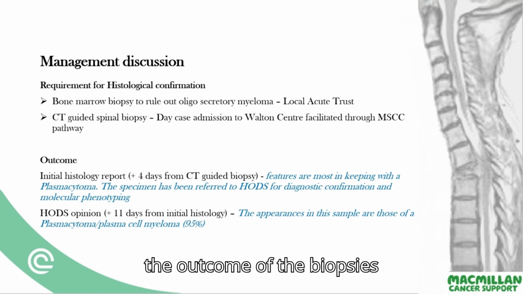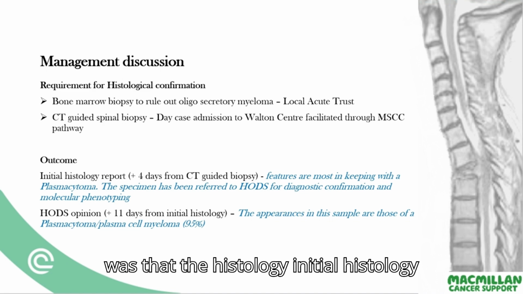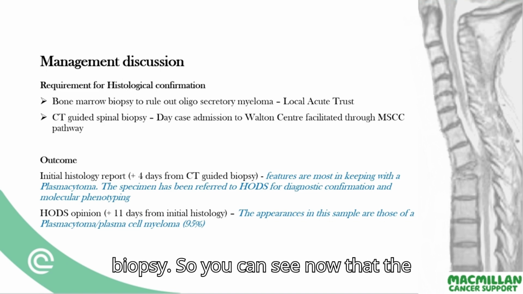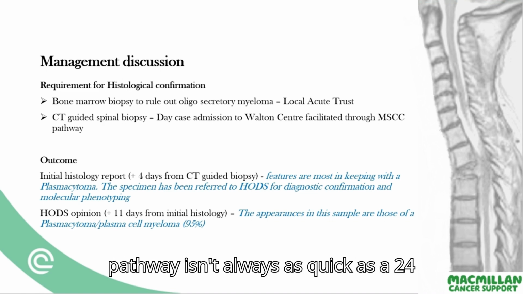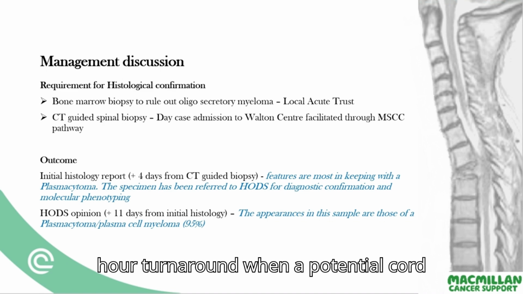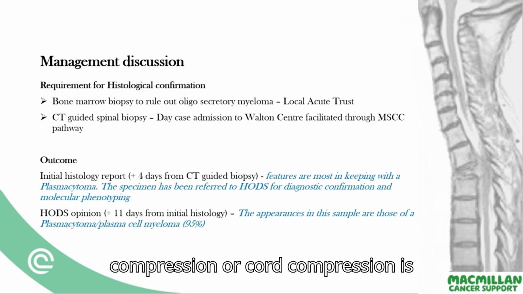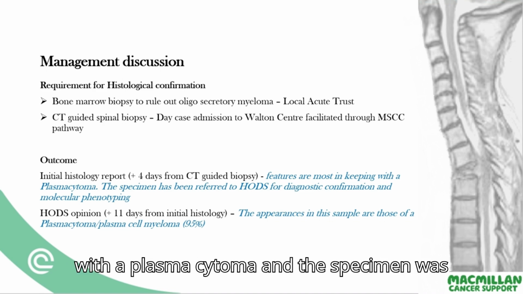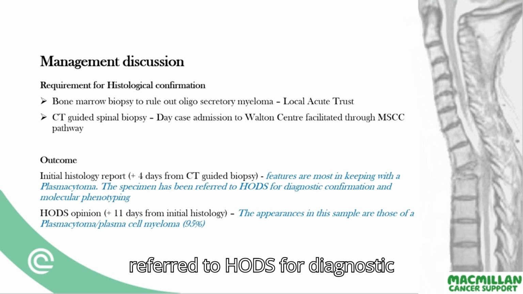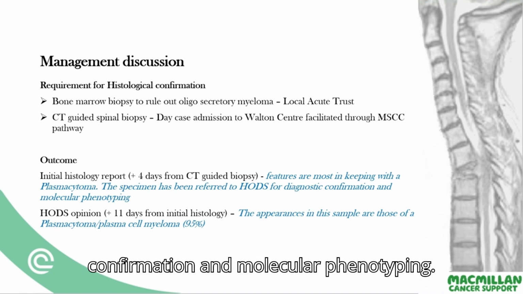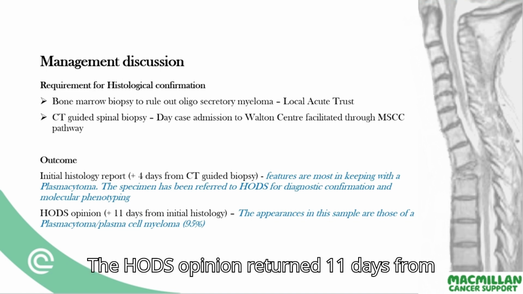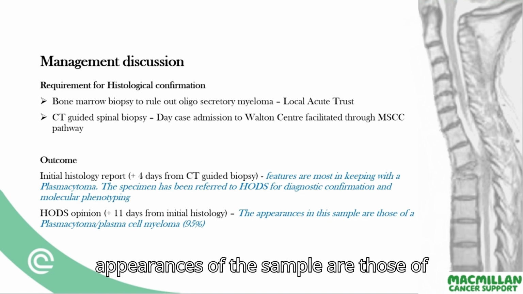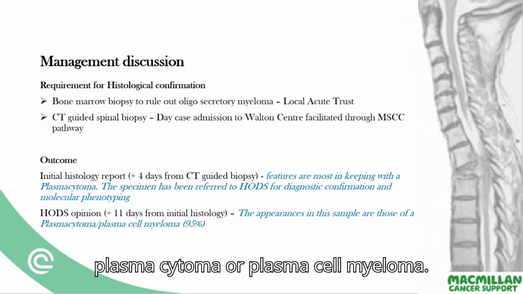So the outcome of the biopsies was that the initial histology report from the CT-guided biopsy returned 4 days after the guided biopsy. So you can see now that the pathway isn't always as quick as a 24-hour turnaround when a potential cord compression is identified. That showed that features were most in keeping with a plasmacytoma, and the specimen was referred to HODS for diagnostic confirmation and molecular phenotyping. The HODS opinion returned 11 days from the initial histology and showed that the appearances of the sample are those of plasmacytoma or plasma cell myeloma.